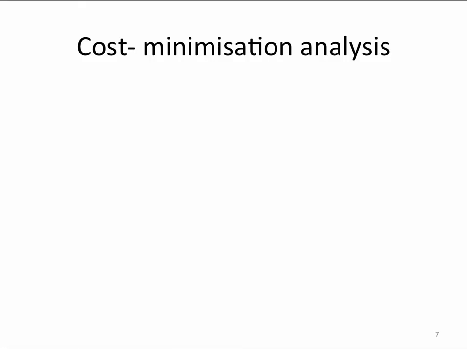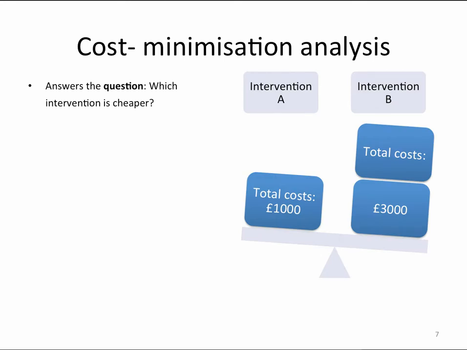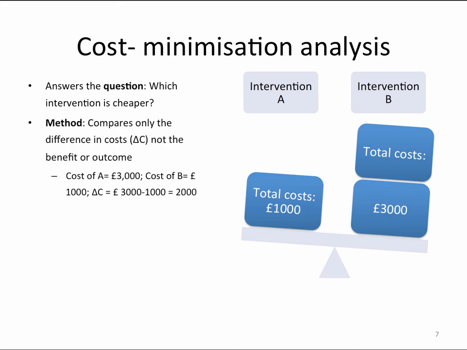Cost minimization analysis attempts to answer a relatively simple question. Which intervention is cheaper? Let us assume there are two interventions, A and B. A costs £1,000 while B costs £3,000. Cost minimization approach considers the cost difference indicated by delta C. In this example, it is £3,000 minus £1,000, that is £2,000. By choosing A instead of B, we can save £2,000 in total.